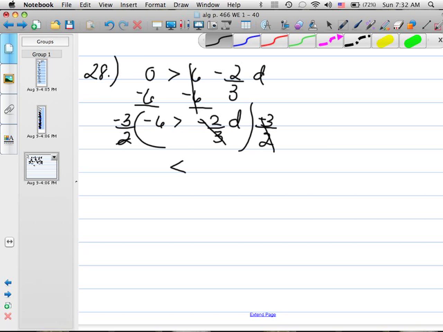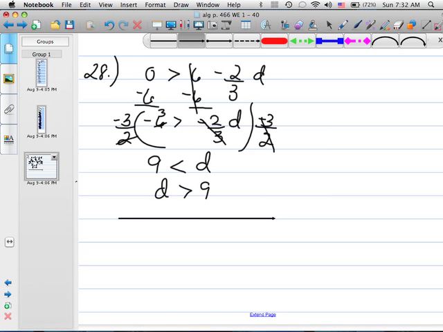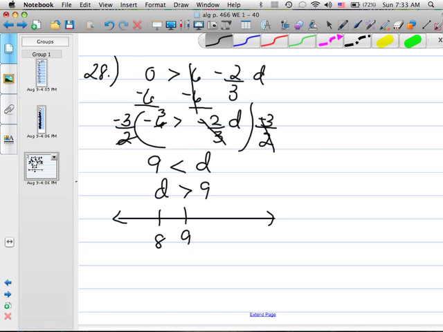And 2 goes into negative 6 3 times, negative is positive 9 is less than d. Turn it around so it fits the graph. If 9 is less than d, d is greater than 9. Graphing it, we put 9 down. Number to the left is 8, and to the right is 10. We have an open circle at 9 shaded to the right, and a solid arrow.